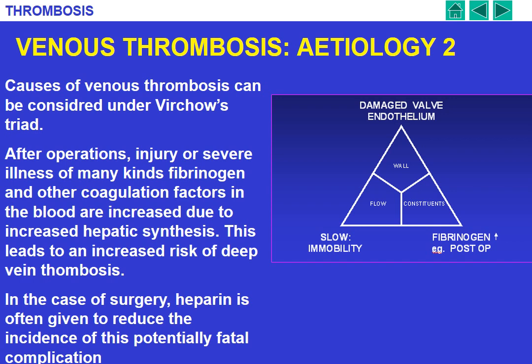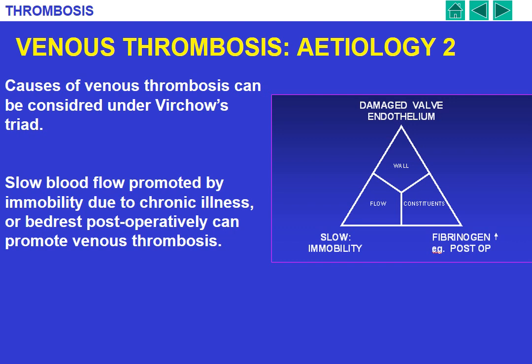Next, let's consider changes in the constituents of the blood. After operations, injury, or severe illness of many kinds, fibrinogen and other coagulation factors in the blood are increased due to increased hepatic synthesis of these factors. This leads to an increased risk of venous thrombosis, in particular a risk of thrombosis in the deep veins of the leg. In the case of surgery, in certain circumstances, heparin is given to patients to reduce the incidence of this potentially fatal complication of operations.